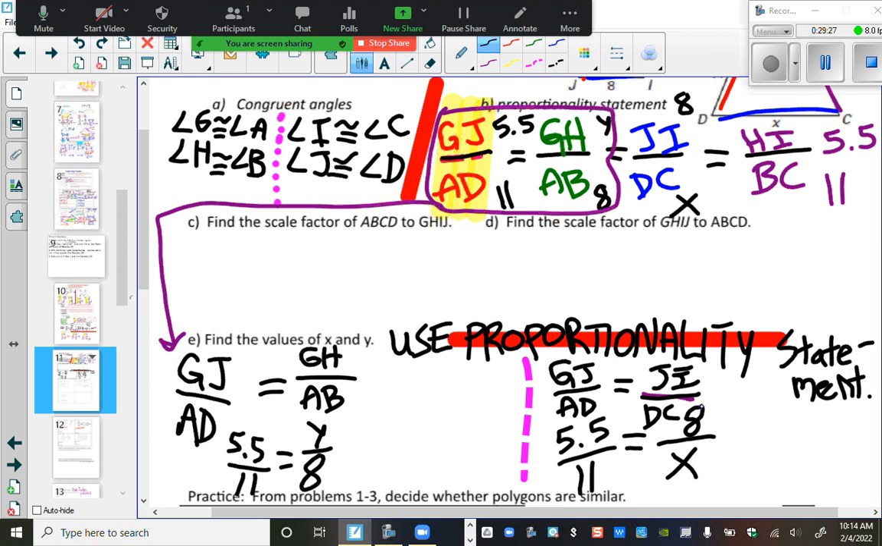Remember, use your calculators. Crisscross. If anybody has any questions, let me know.